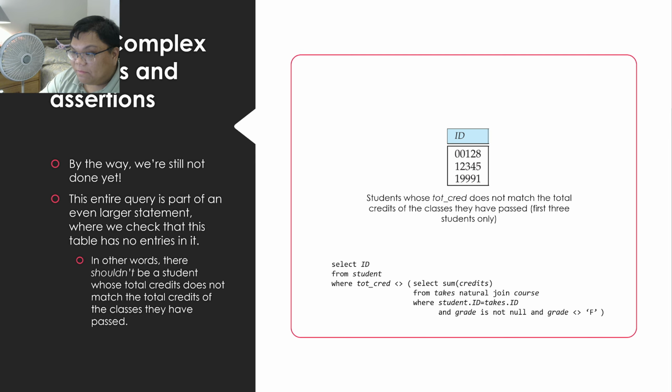So we have the query that selects students whose total credits does not match the total credits of the classes they have passed. But we actually want this to be a part of our assertion. So our assertion was to make sure that no student exists such that their total credits does not match the total credits of all the classes they've ever passed. In other words, what we want is this table to be empty.